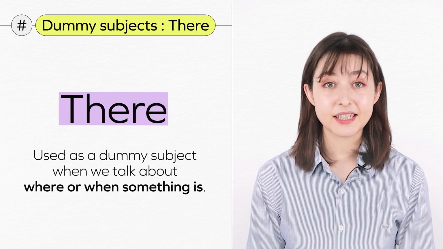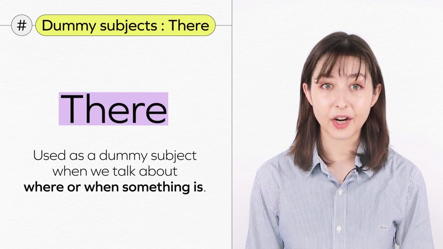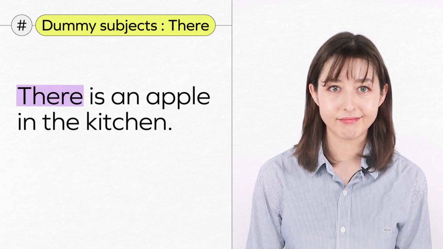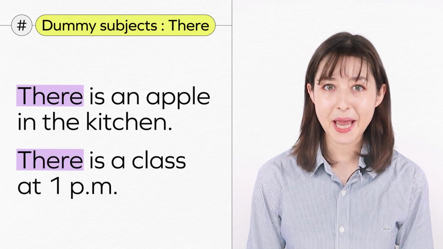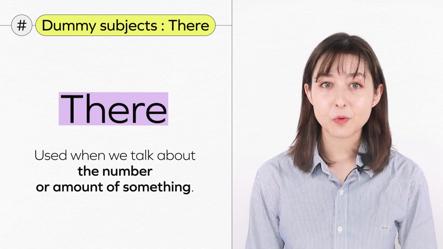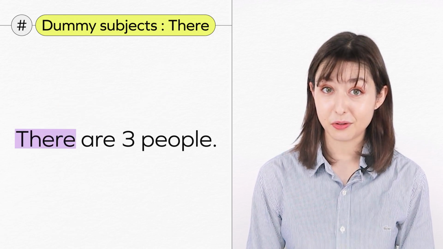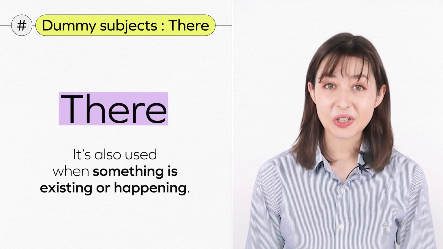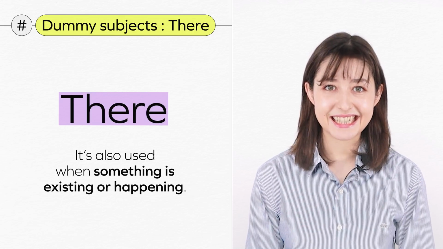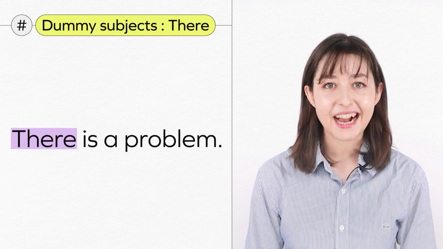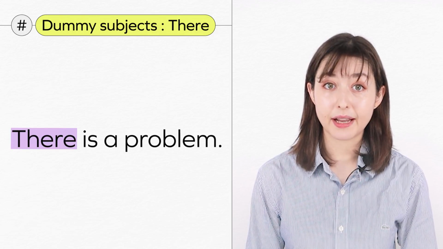There is used as a dummy subject when we talk about where or when something is. There is an apple in the kitchen. There is a class at 1 p.m. It's also used when we talk about the number or amount of something. There are 3 people. And it's also used when something is existing or happening. There is a problem. As you can see, it's always followed by a noun.